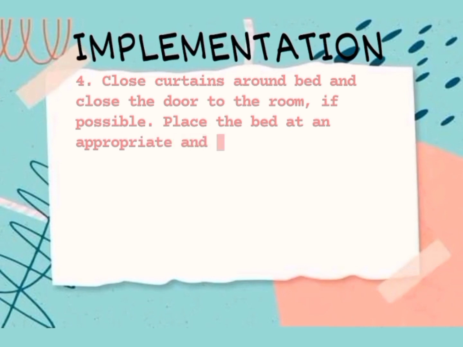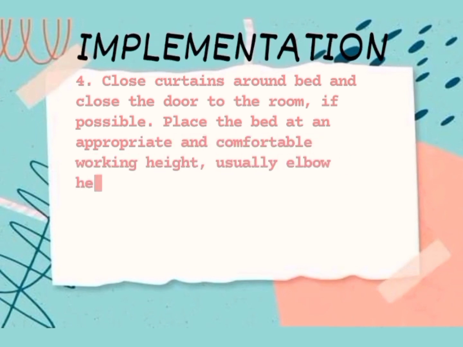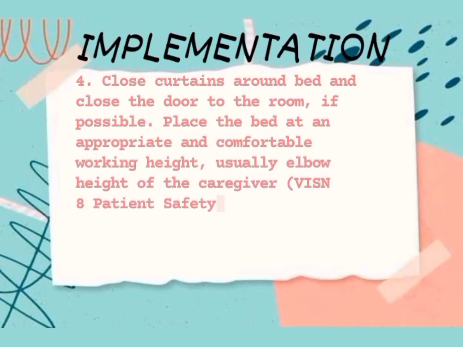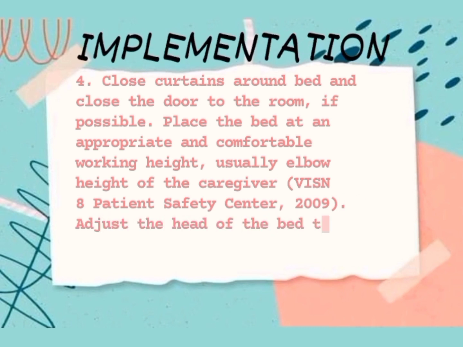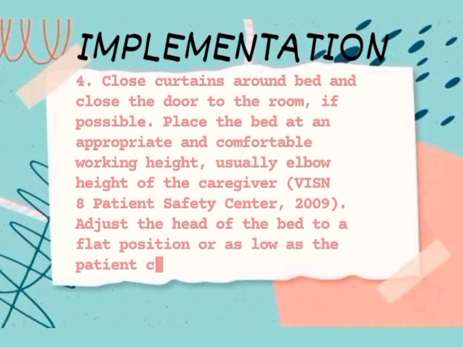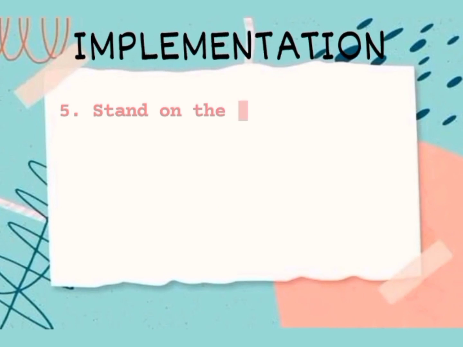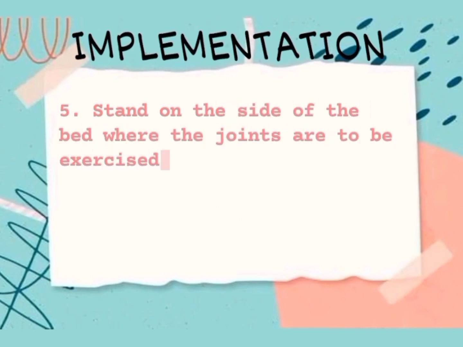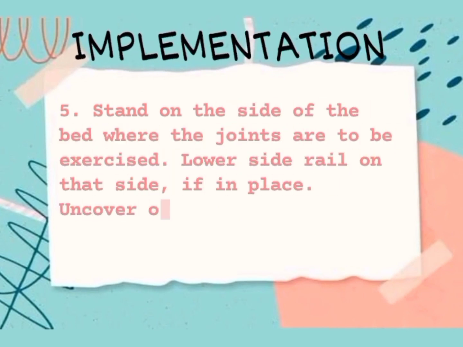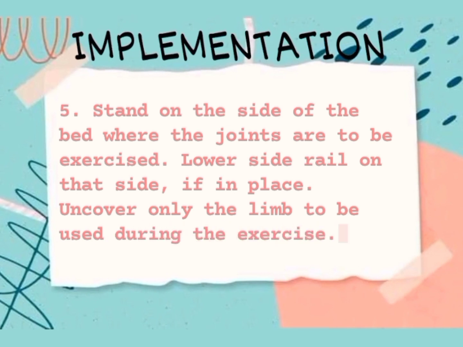Place the bed at an appropriate, comfortable working height, usually elbow height of the caregiver. Adjust the head of the bed to a flat position or as low as the patient can tolerate. Then stand on the side of the bed where the joints are to be exercised. Lower the side rail on that side if in place and cover only the limb to be used during the exercise.